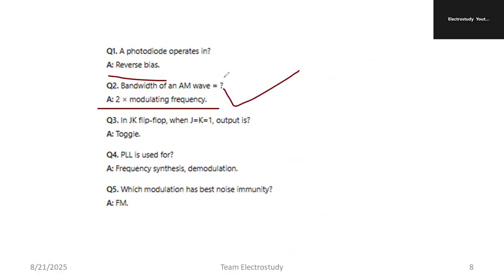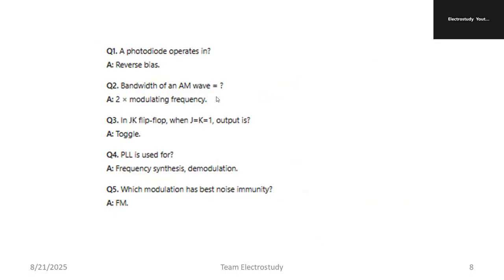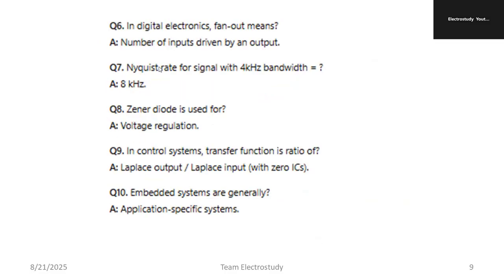Even in the GATE exam you can expect similar kinds of questions. In JK flip-flop, when J equal to K equal to 1, output is toggle, right? PLL is used for frequency synthesis as well as demodulation. Which modulation has the best immunity? That is frequency modulation. So I request you to focus on similar kinds of problems which come under basic electronics. In digital electronics, fan out means the number of inputs driven by an output. Okay, you try to study about the ECL logic, TTL family. Now, an AM signal with 4 kilohertz bandwidth, you have to calculate it. That will be 2 times 4 kilohertz.